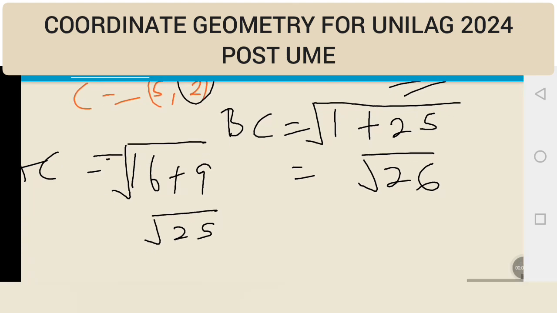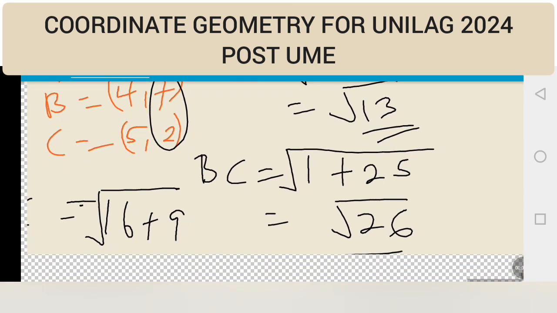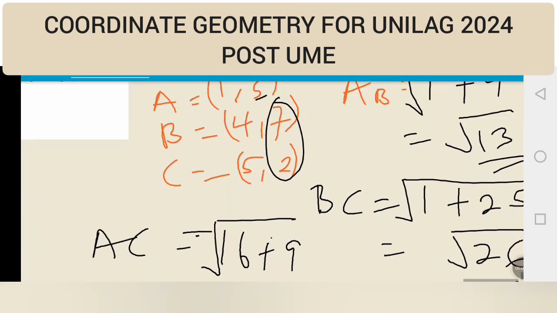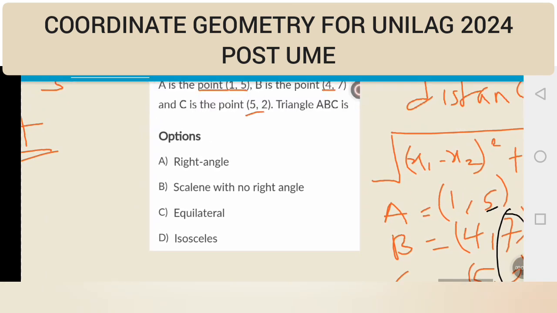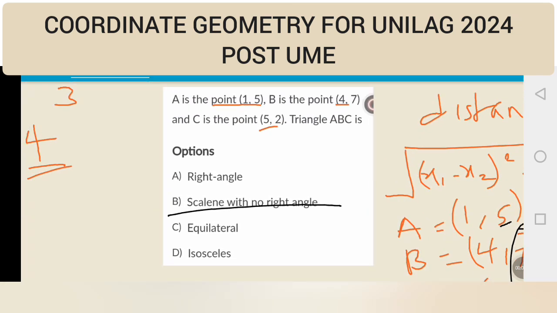So the lengths are root 25, root 26, and root 13. You can see that none of them are equal. So the answer is, it is scaling. It's a scaling triangle with no right angle. So that's the answer to that question. So let's check for the next one.